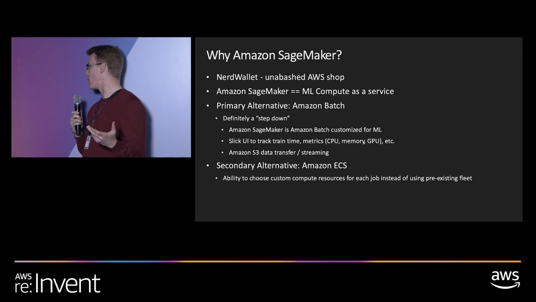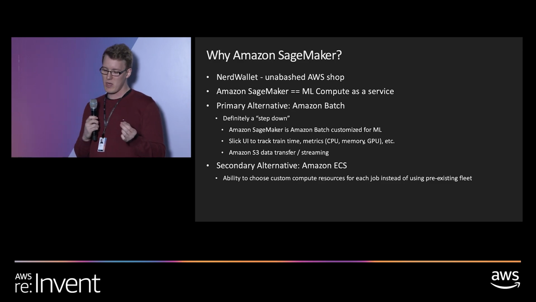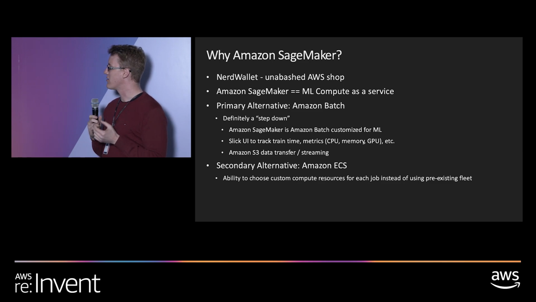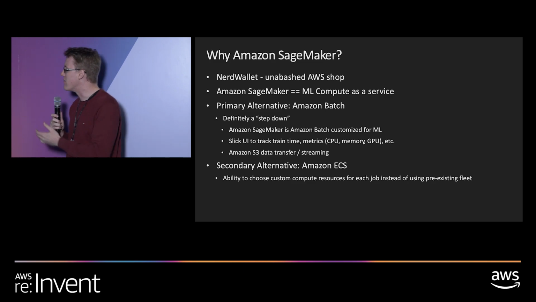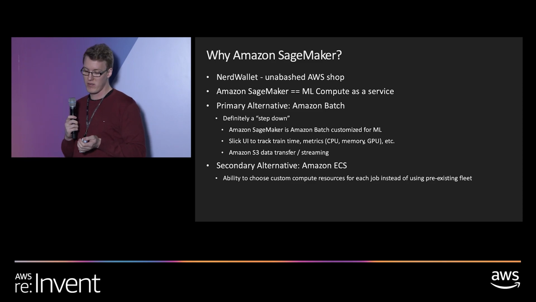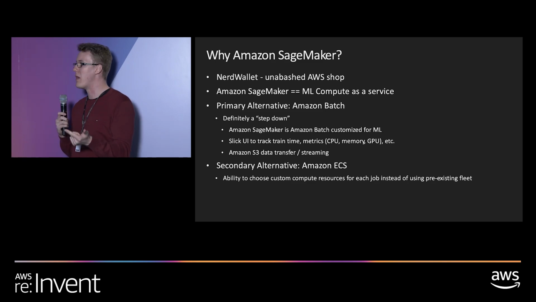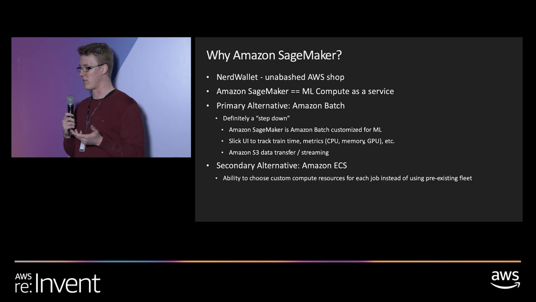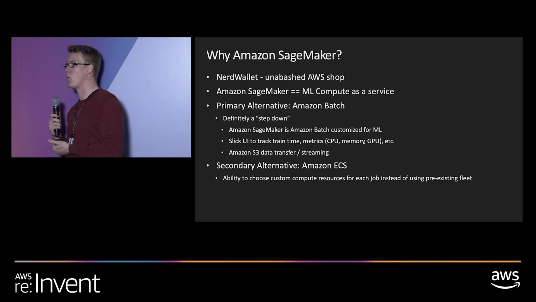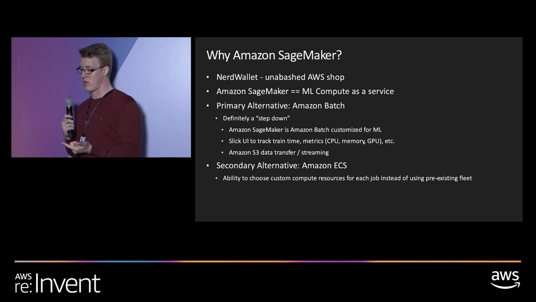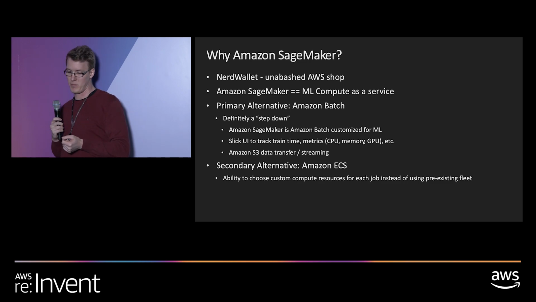Amazon Batch is probably the primary alternative. One of the challenges with Amazon Batch is it's kind of a step down from SageMaker in terms of being custom built for machine learning. One of the key pieces of SageMaker, it might seem fairly simple, is having a fairly slick UI to look at the compute resources, things like metrics like CPU, memory usage, GPU usage over time, which can be super important for helping data scientists debug things like, why is my model taking so long to train? Why am I only using 10% of compute resources on this machine with 96 vCPUs, for example?